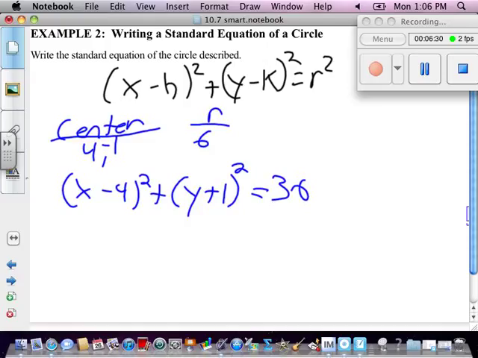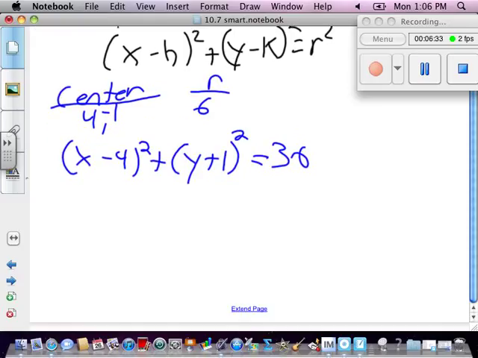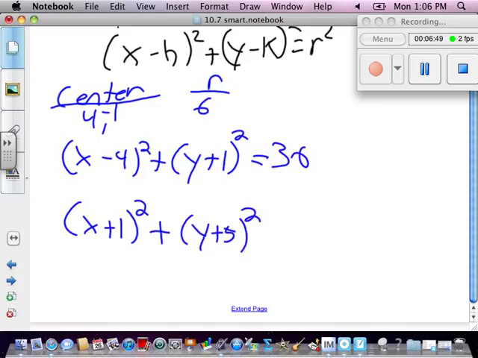Sure. All right, would it be x plus 5 squared? So we've got, are you doing B or C? You're doing B? Okay. So you're going to do x plus 1 squared plus y plus 5 squared equals what? Because 3.2 times 3.2 is 10.4? 10.2. That's B. Everybody feel okay about that?